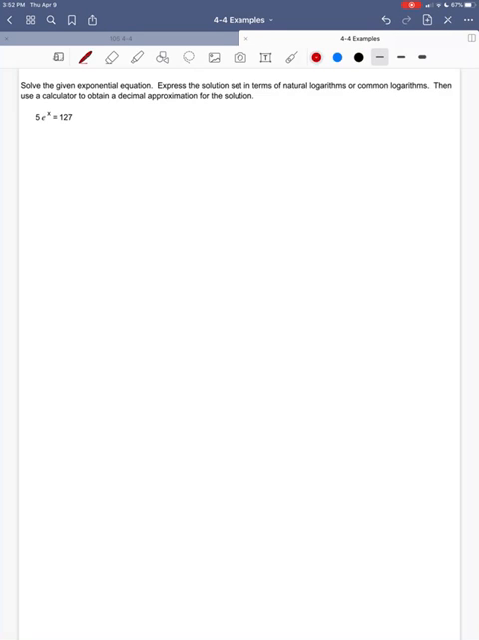Alright, so what I want to do is I want to get rid of that 5. The thing is, right now it's 5 times e to the x. So to get rid of a multiplication, I'm going to divide. So I'm going to divide both sides by 5. That's going to give me then e to the x equals 127 over 5. Now I can take the natural log of both sides. So the natural log of e to the x equals the natural log of 127 over 5.